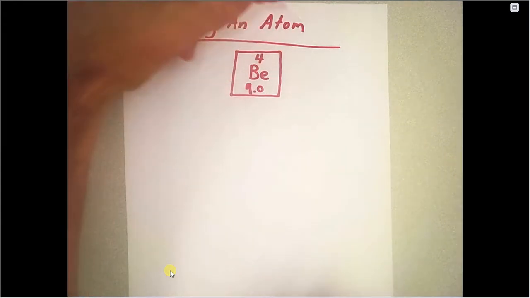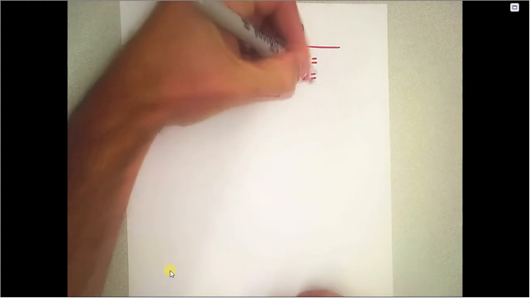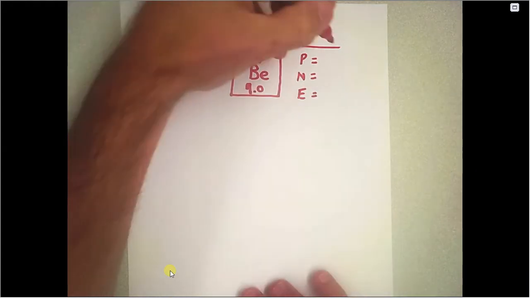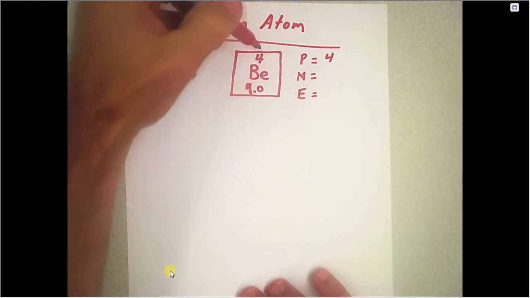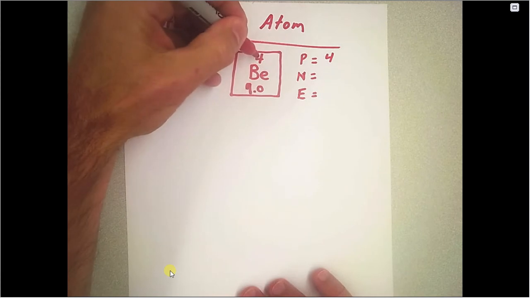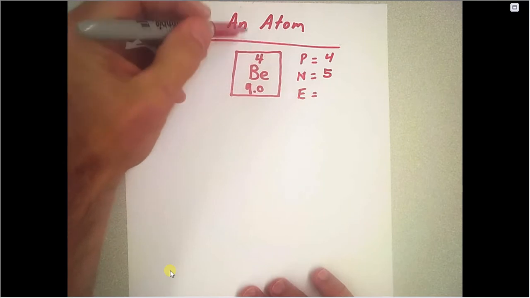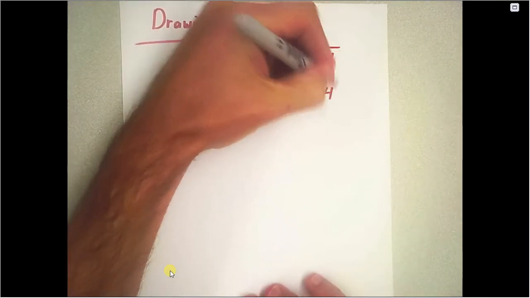So you want to think about protons, neutrons, and electrons. Number of protons is always the atomic number. The number of neutrons is 9 minus 4, which is 5. And the number of electrons, for now, always equals the number of protons if it's a balanced atom. So there'll be 4. Okay?